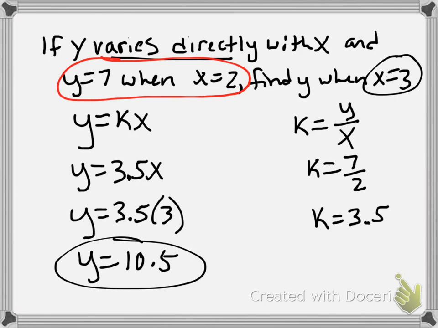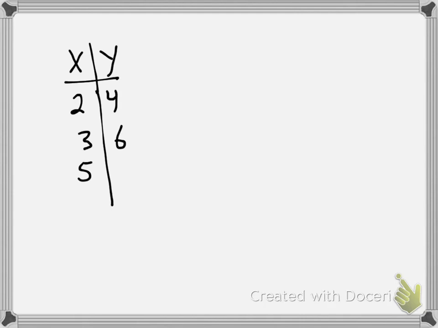The only other thing I want you to be able to do with direct variation is determine direct variation from a table. So if you need anything from the screen, go ahead and get it. I'm going to clear it off. All right, so let's say I had this table: 2, 4, 3, 6, 5, 10, 5.5, and 11.